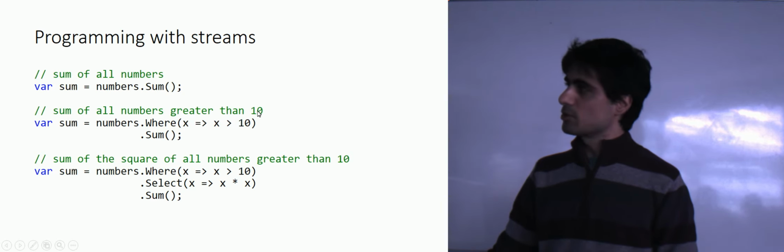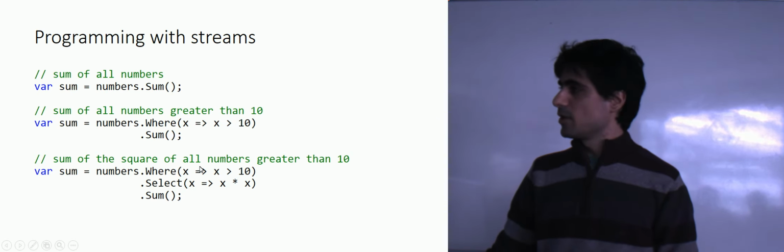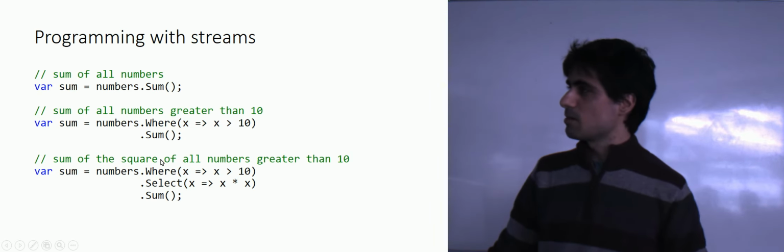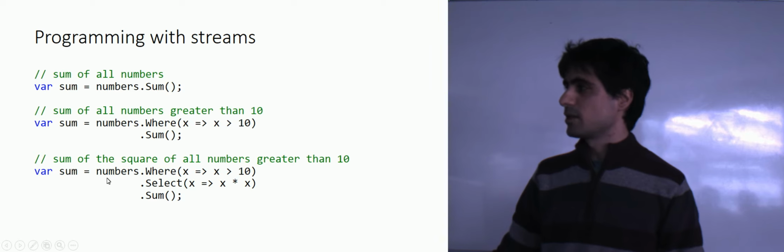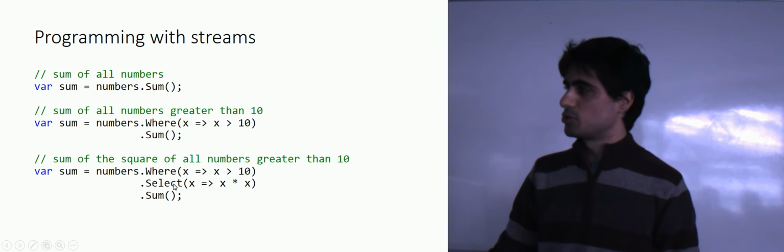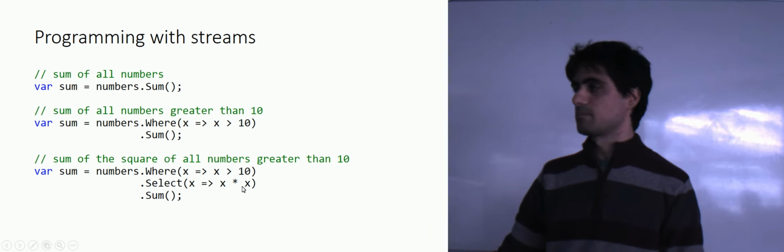when you do this, you're defining a new data store, okay? And then you can sum, as you could the numbers. And then you can combine more of these. So you can say, okay, I want a sum of the square of all numbers greater than 10. And then you can apply the where, and now you apply the select operation, which is really a transformation from an x to another value. In this case, you just multiply x times x.